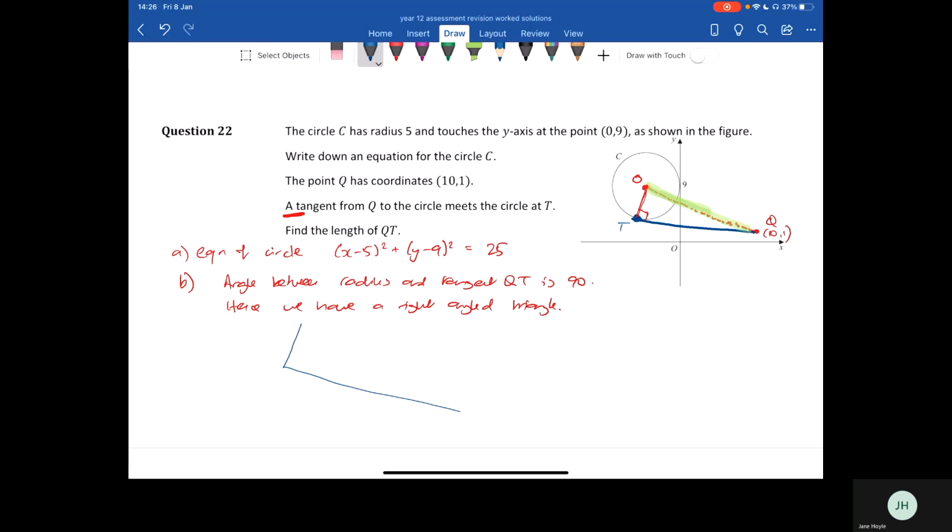That length there is 5 because it's the radius. I've got T and I've got O, the centre of the circle, and I've got my point Q. So if we can find this length, I can then use Pythagoras and work out the length of QT. And we can find that length, can't we? Because now that I've drawn that diagram, let's get rid of a few lines here. I know where the centre of the circle is. The centre of the circle is at (5, 9).